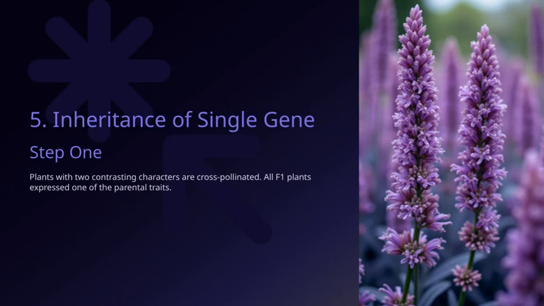Now let's look at how crossing plants with contrasting characteristics works. When we cross two plants that differ in a specific trait, all the first generation, or F1, plants end up showing just one of the parental traits. This suggests that the trait from one parent is dominant over the other. This process highlights the inheritance of a single gene, which plays a key role in how traits are passed down.